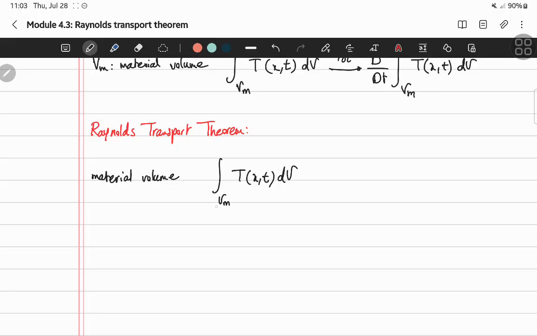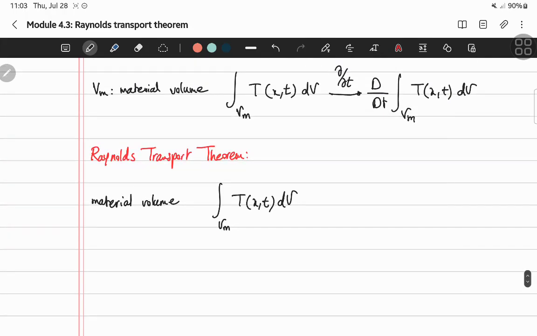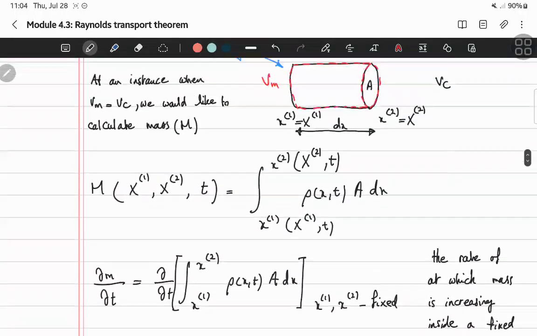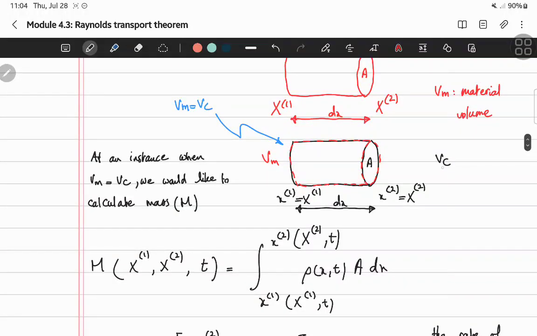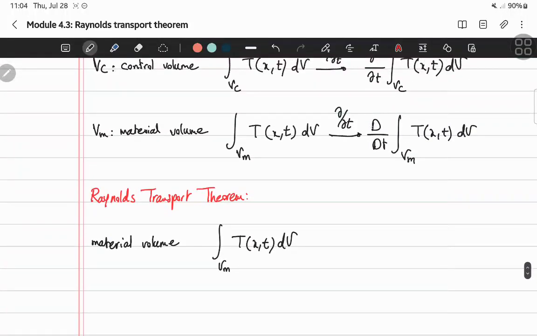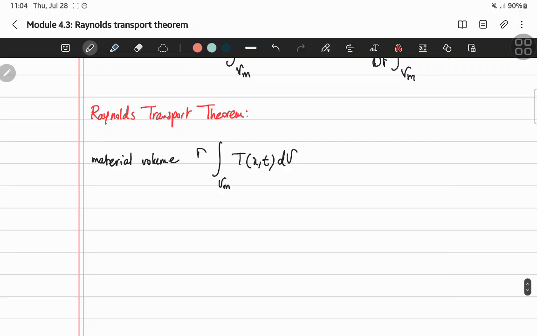And we are taking this over Vm, because we are going to find the change of this integral when basically Vm coincides with Vc. It is at that time instance that we will be able to take this material derivative inside the integral. So d/dt, we're going to find this.